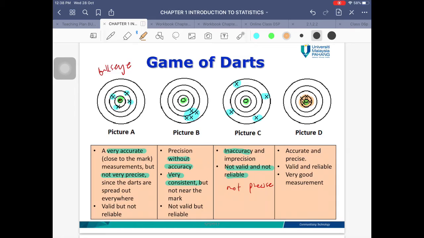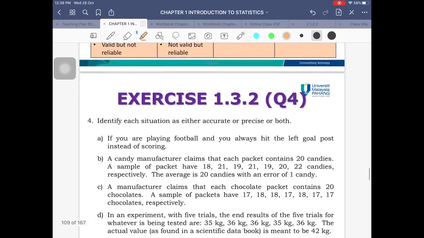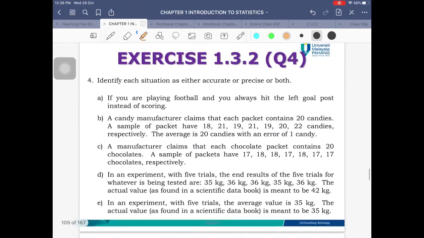And for the last one, this is what we wanted. The data are grouped together, and it hit almost right in the middle. So it is accurate and it is also very reliable.